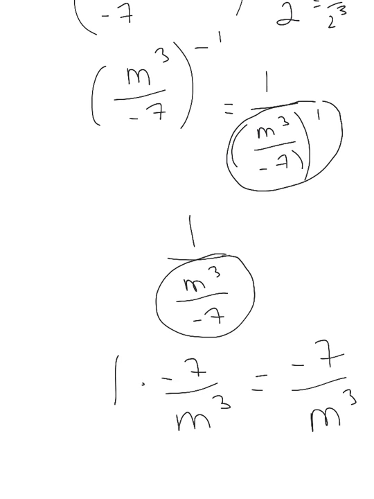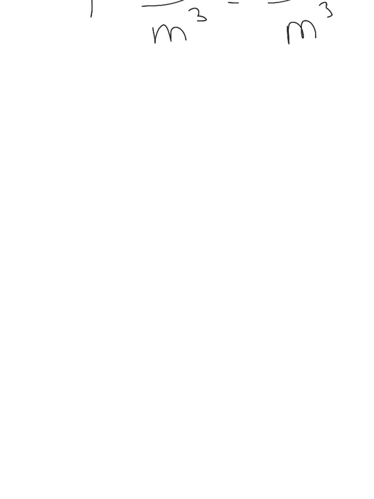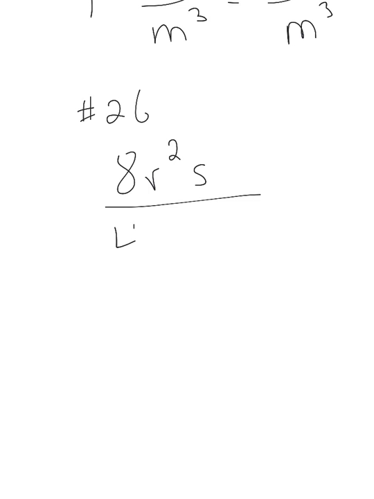Okay, and last question from last night's homework, question number 26. Let's take a minute or two and do it. Number 26, you have 8r squared s over 4s to the negative third power r to the fourth. I'm sure you could do this in a different way. If you have time at home, please try to do this in a slightly different way and hopefully you get the same result. But let's look at 8 over 4.